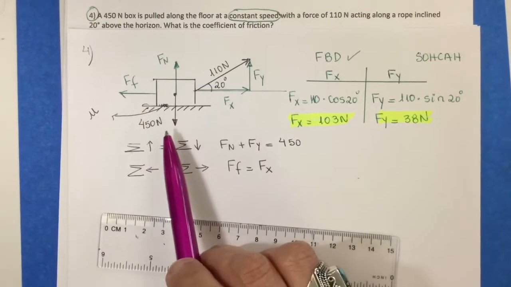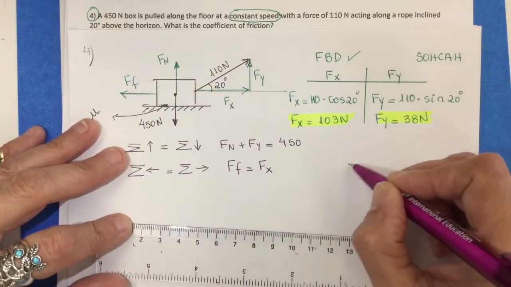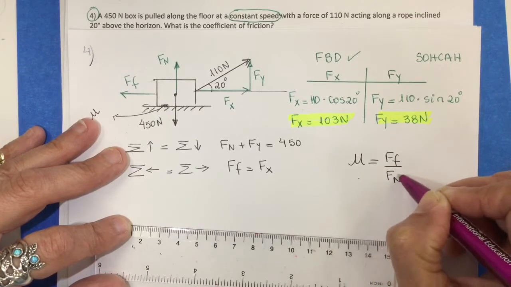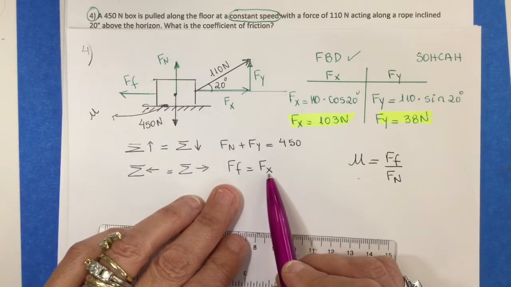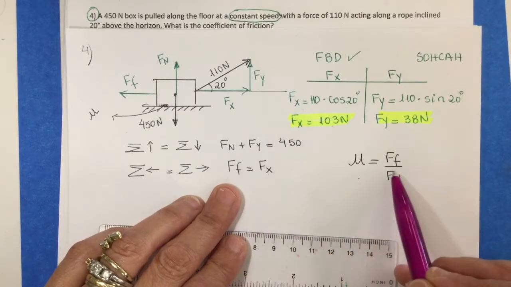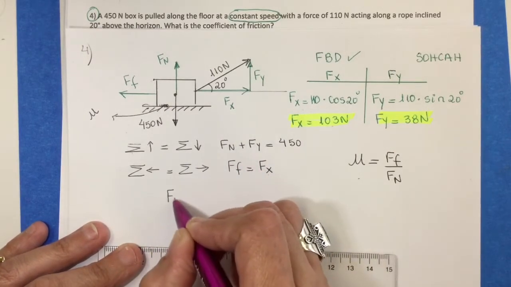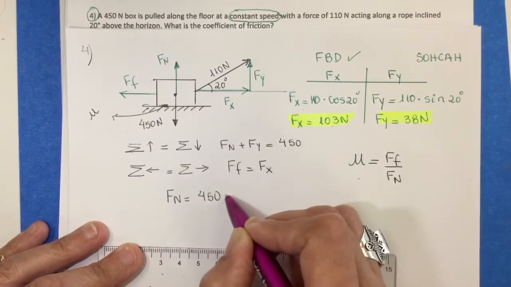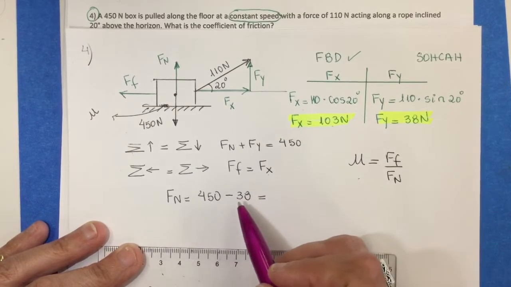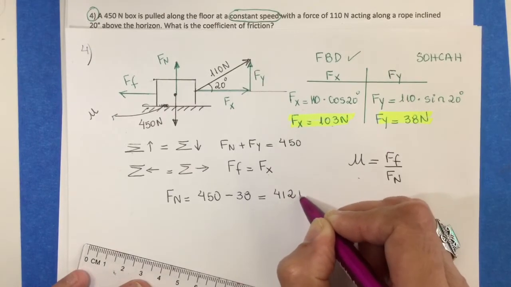So, keep in mind what we are trying to calculate, which is the coefficient of friction. What is the formula for the coefficient of friction? The formula is the friction force over Fn. We have the friction force, which is Fx, this value. To find Fn, we need to solve this equation. So your Fn is 450 minus Fy, which is 38. So 450 minus 38 is 412 newtons.